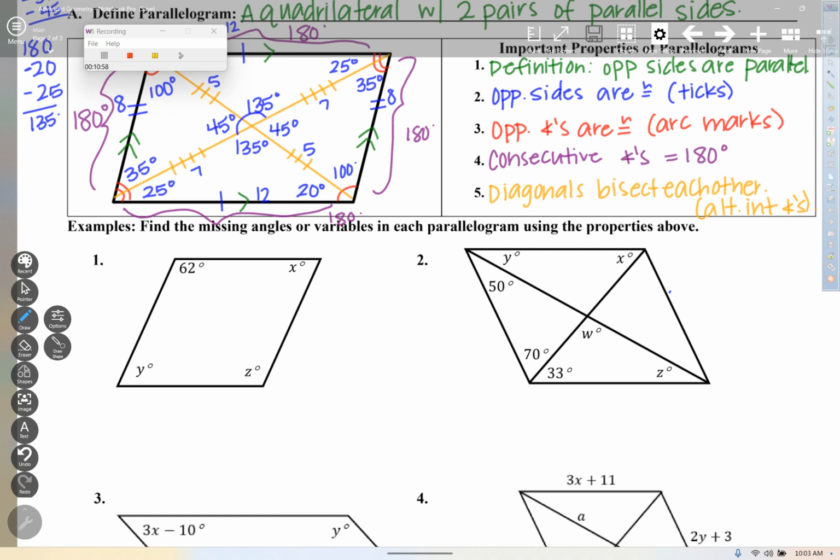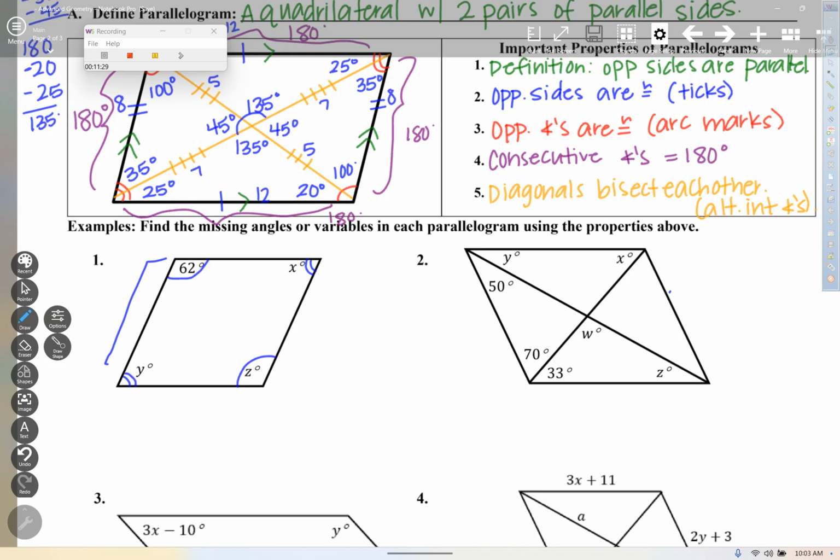So if you look, number 3 says opposite angles are congruent, arc marks. So I know it's a parallelogram, so I know these opposite angles are congruent. And I also know in angles that consecutive, next to, angles equal 180 degrees. So I know that these are 180, and I know that these are 180. I know everything's 180 as long as it's next to, right?